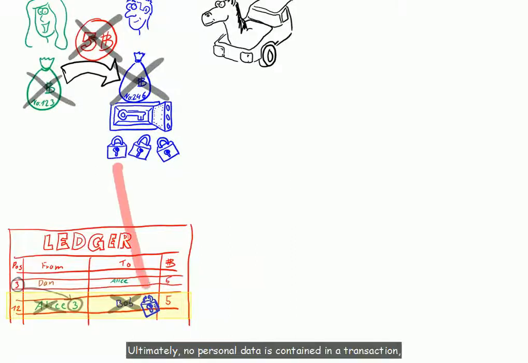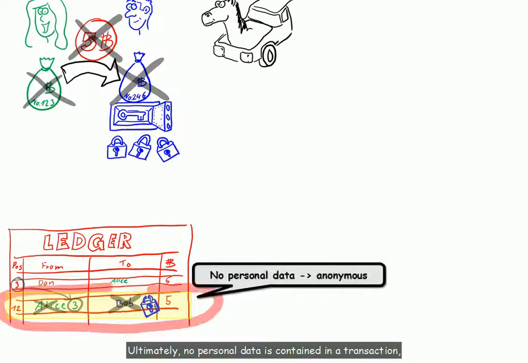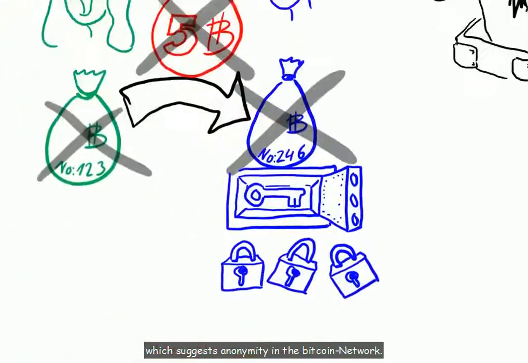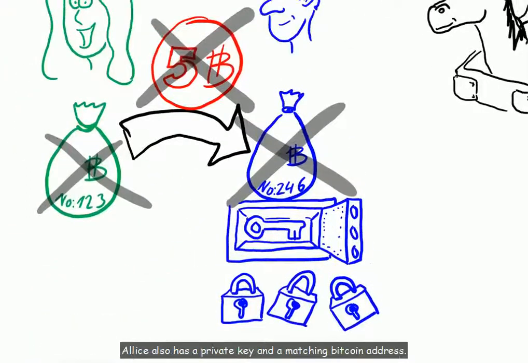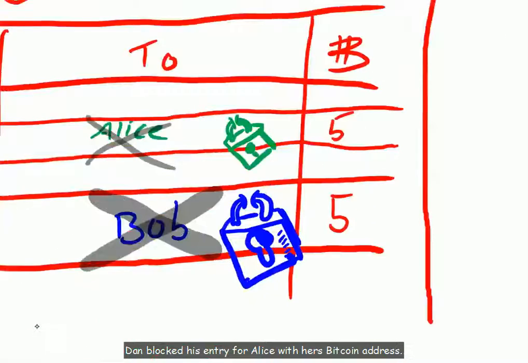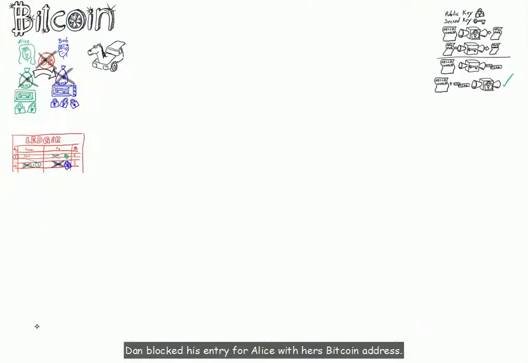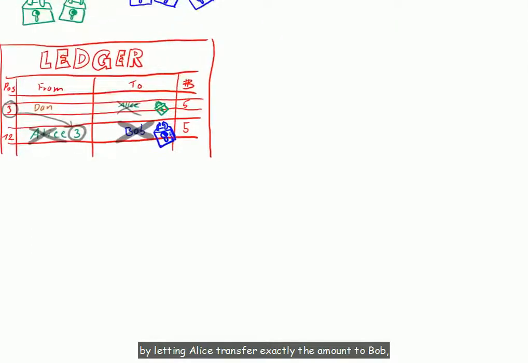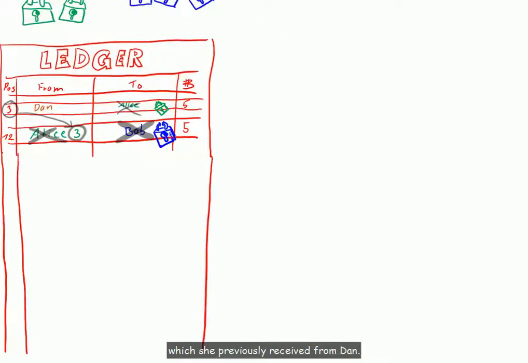Ultimately, no personal data is contained in a transaction, which suggests anonymity in the Bitcoin network. For the sake of completeness, Alice also has a private key and a matching Bitcoin address. Because Dan blocked his entry for Alice with her Bitcoin address, I have skipped a problem in my example by letting Alice transfer exactly the amount to Bob, which she previously received from Dan.